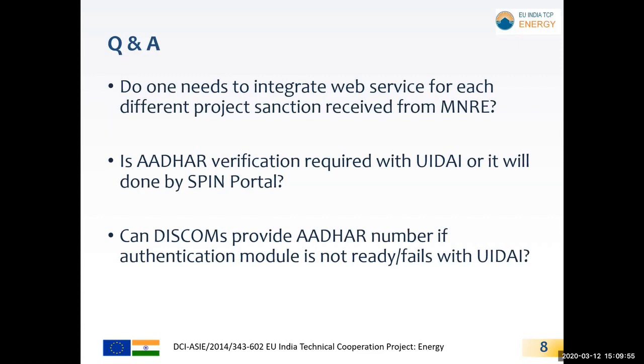So we need to wait some more time. If it is mandatory, then it can be done through SPIN only. Okay, so for now, for the PCRs, what is the integration process? They just need to give whether Aadhaar is available or not. If they give that particular parameter, then it is available.